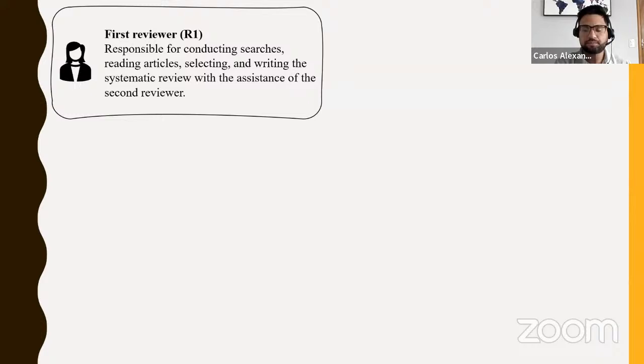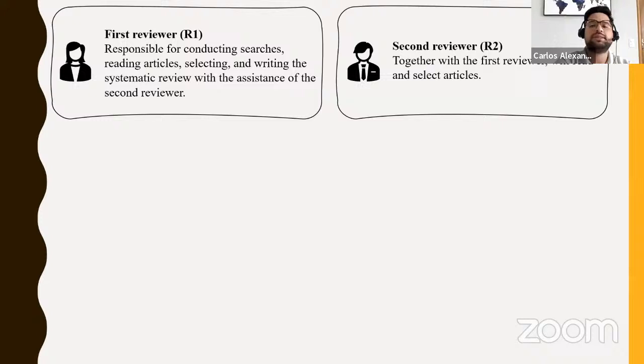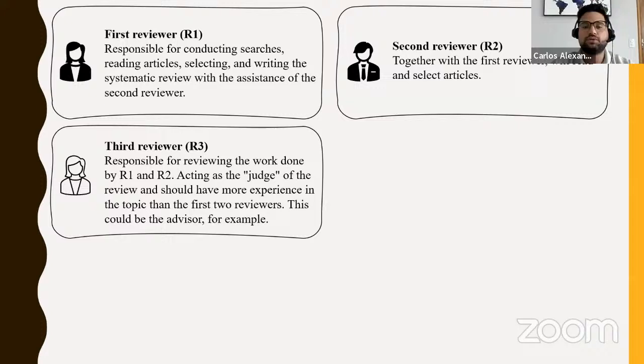So the first reviewer usually is responsible for conducting searches, reading and screening articles, and writing the systematic review. Usually it's the first author, but of course it changes according to the team. The second reviewer has almost the same tasks as the first reviewer. They are going to conduct the searches, read the articles, do the screening of abstracts and full text, and of course, assist the first reviewer in every task they need. The third reviewer is usually responsible to be the judge when you have conflicts between the first and the second reviewer.